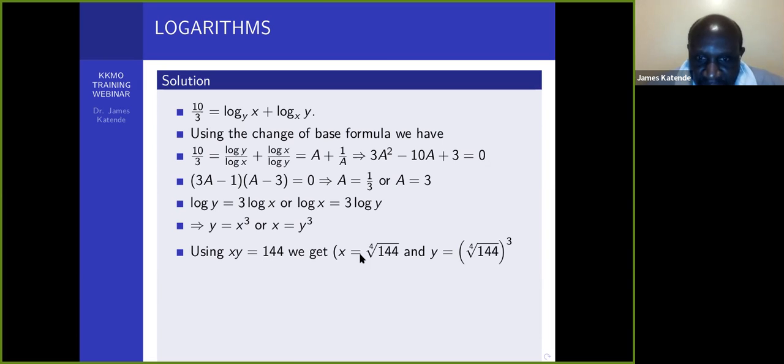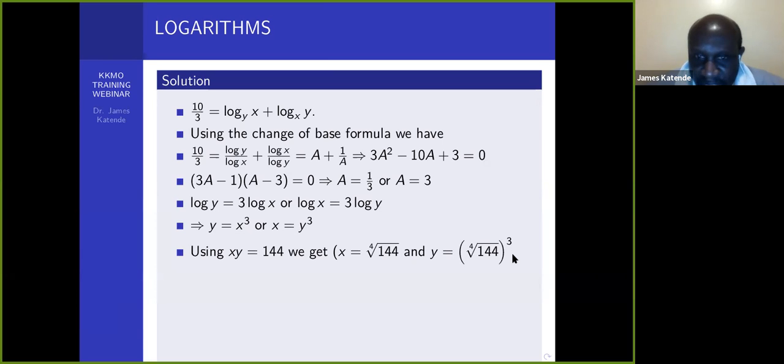Based on this, if you take, for instance, y is equal to x cubed, then xy is the same as x multiplied by x cubed. That would be x raised to 4 equal to 144. So that means x must be the fourth root of 144. And since y is equal to x cubed, then y will just be the cube of x.